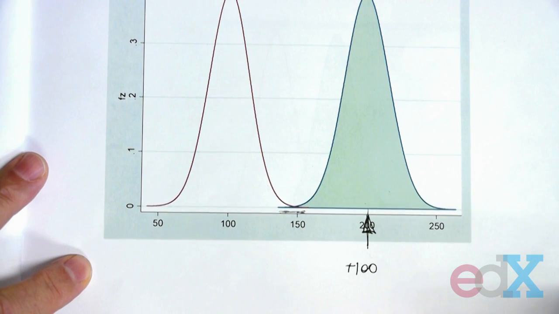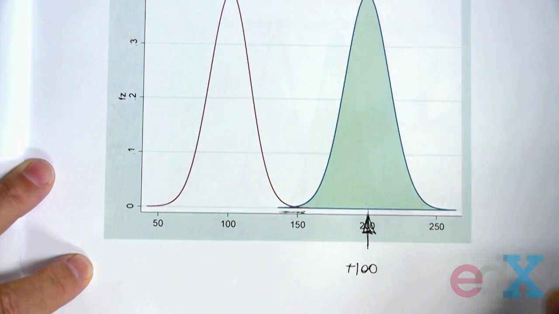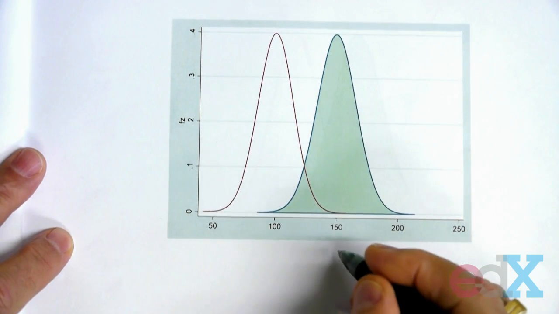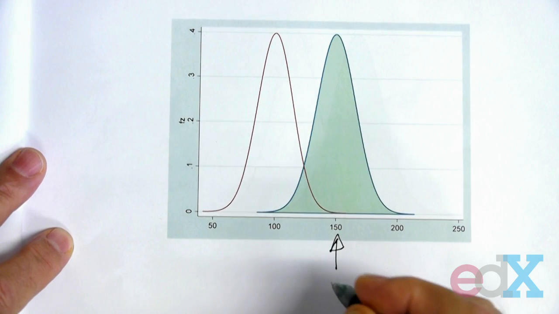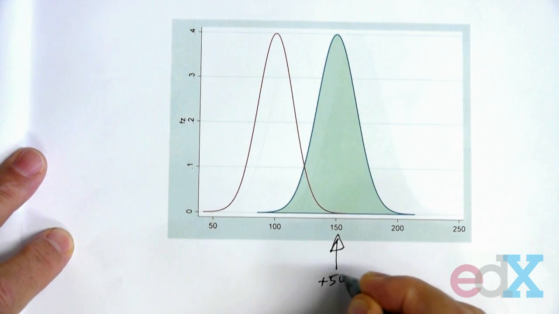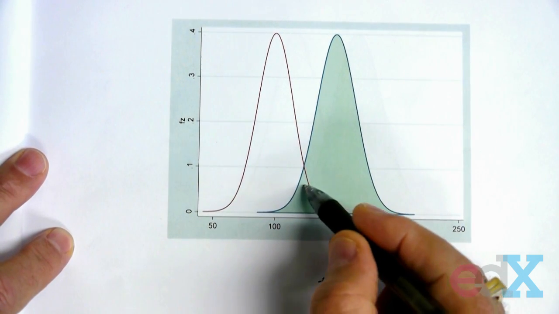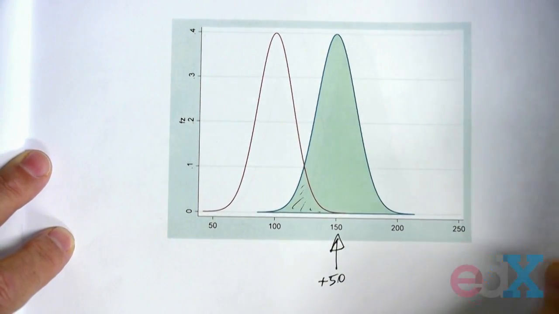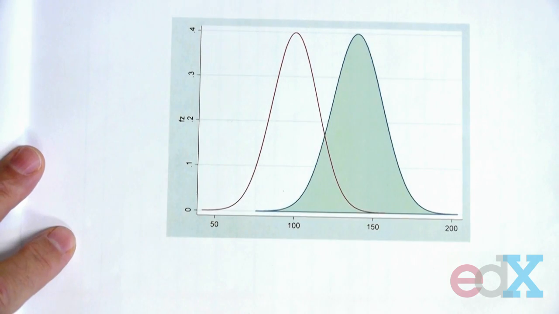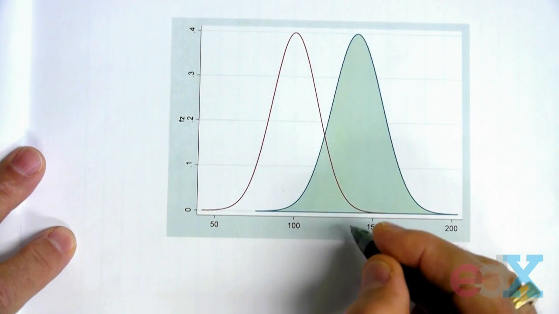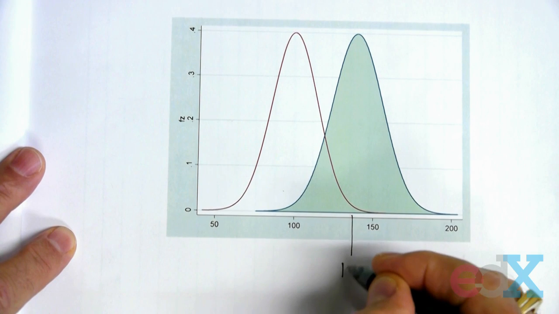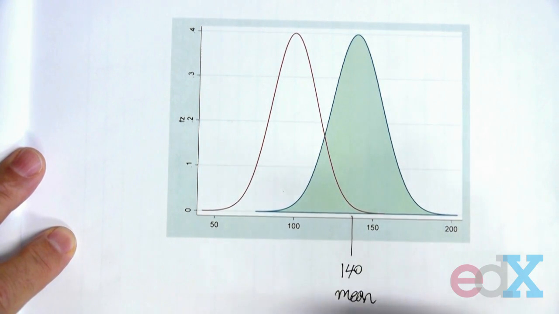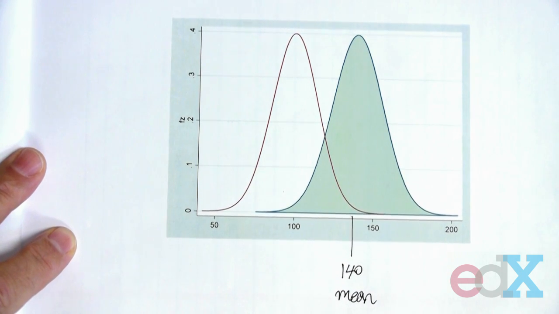So now this would be the plus 100. This would be the plus 50. See, now the mean is at 150, so this would be the plus 50 diet, and you can see you've got this much overlap at the plus 50, and then this would be the plus 40, because the mean is actually at 140 here. And now you can see much more overlap.